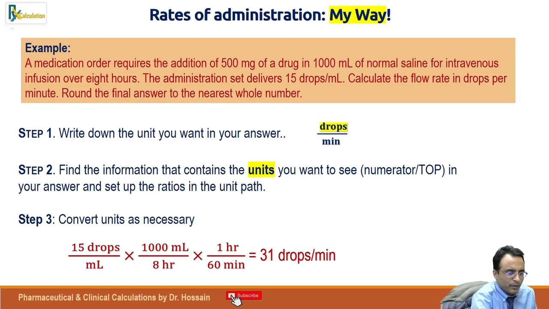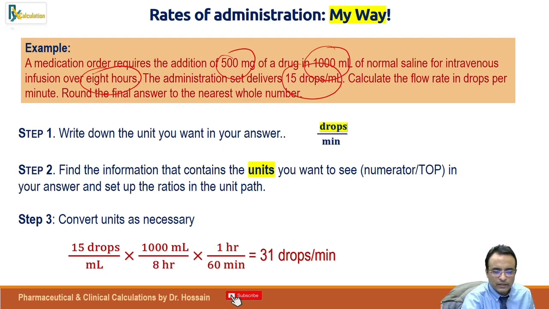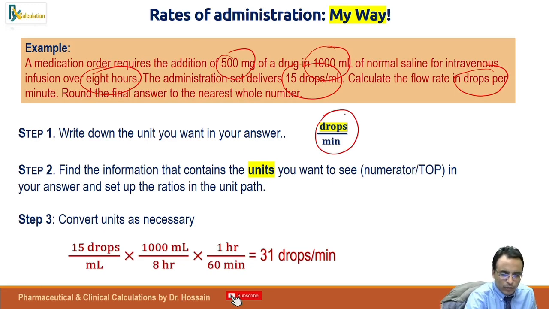In this example, a medication order requires the addition of 500 milligram drug in 1000 milliliter of normal saline for intravenous infusion over 8 hours. The administration set delivers 15 drops per milliliter and calculate the flow rate in drops per minute. So drops per minute, this is what you need to calculate. So first, you need to write down the unit you want in your answer. So we want drops per minute in our answer.